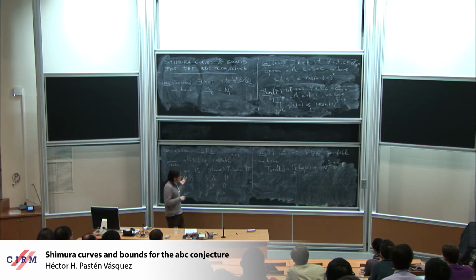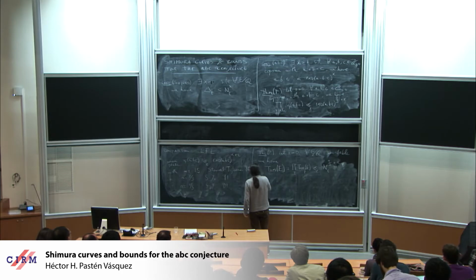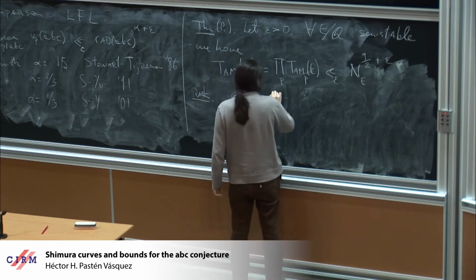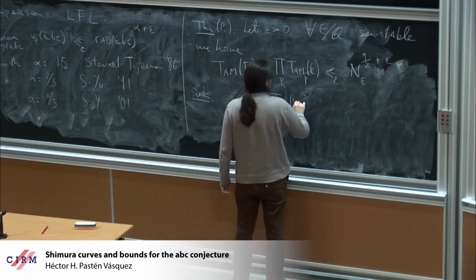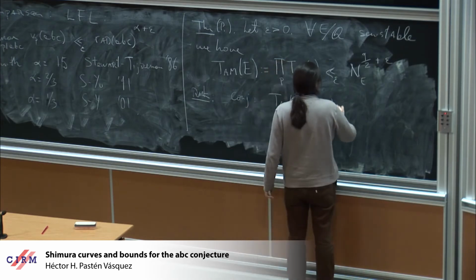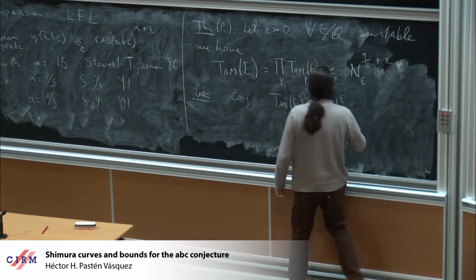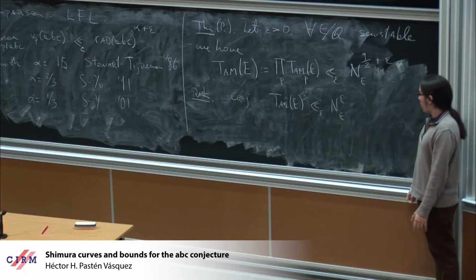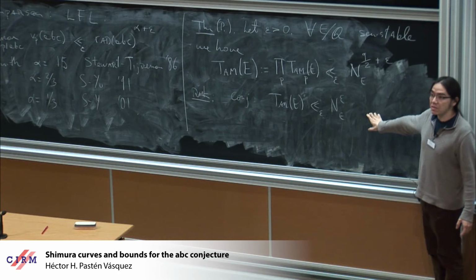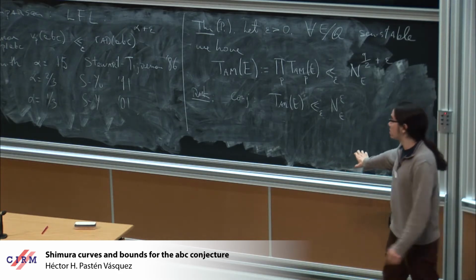And there is a standard conjecture. Let me just mention here, remark. There is the following conjecture that says that Tam of E should be bounded by the conductor to the power epsilon. That's the conjecture. We're nowhere close to prove this. This implies many things. In particular, it implies a sub-exponential version of the ABC conjecture, which we don't have.